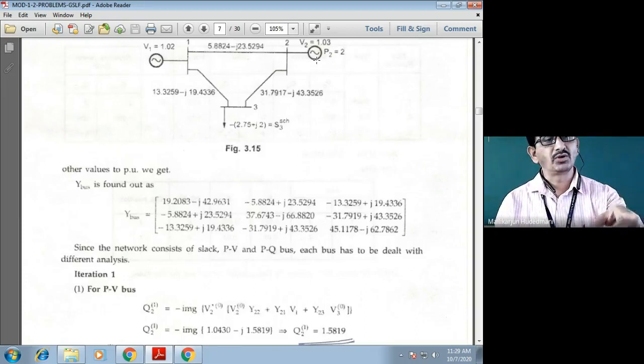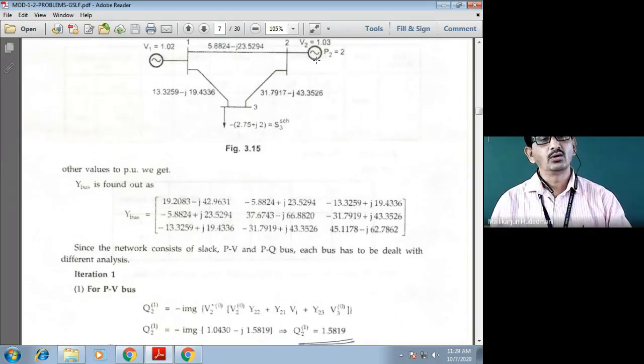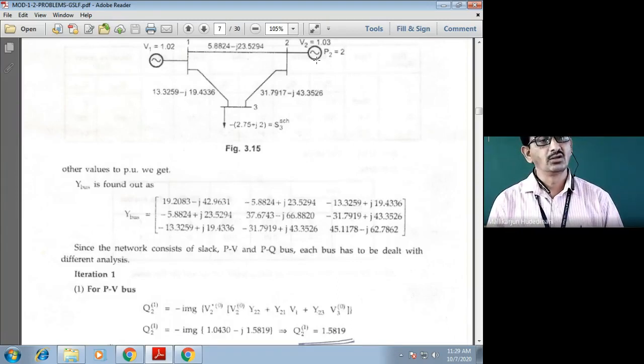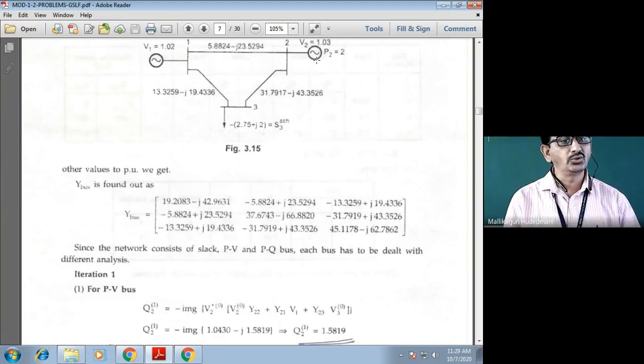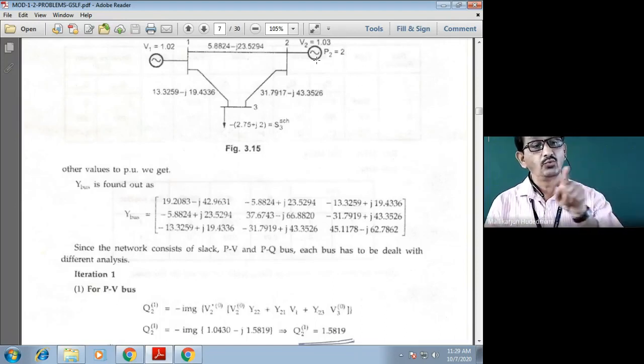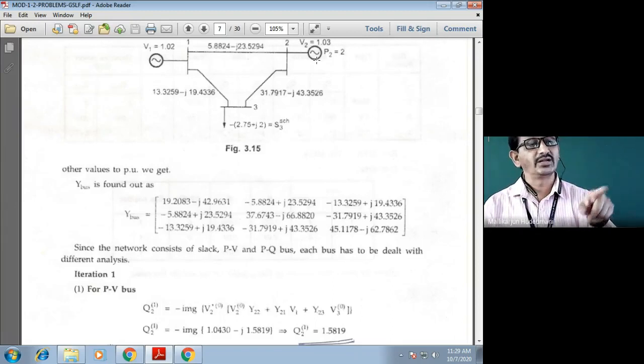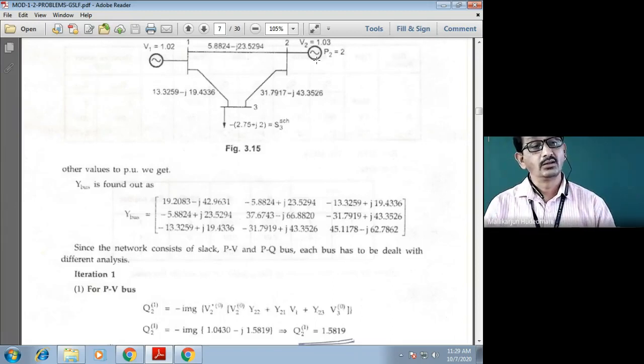In this problem, 1.03 is the voltage given. V2 is known to you. Conjugate of which doesn't make any difference because the angle is 0. 1.03 angle 0. It doesn't make any difference whether you take it straight or take a conjugate of it. But what makes a difference is current. What is current I2 for you? I2 you need to know. For that calculation, you have values of V2, V1, V2 minus V1 and Y21. And V2, V3, because the initial estimate you are using. What is the initial estimate of V3? 1 angle 0, which is V2 minus V3 into Y23.